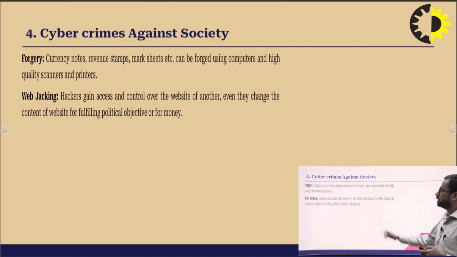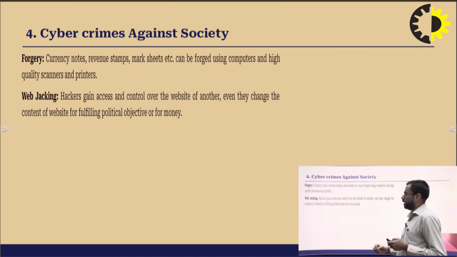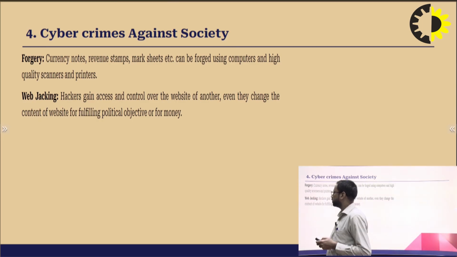The next one is cybercrime against society. This covers two points: forgery and web jacking.